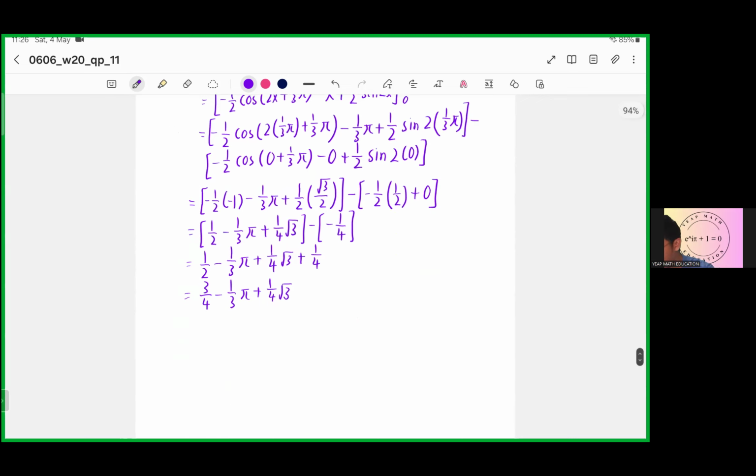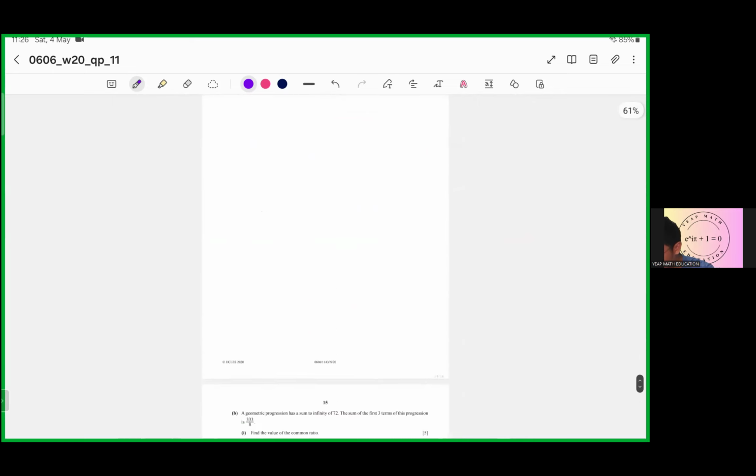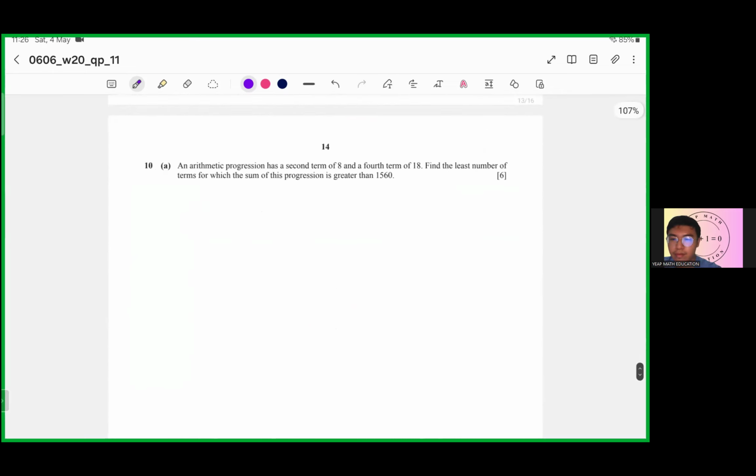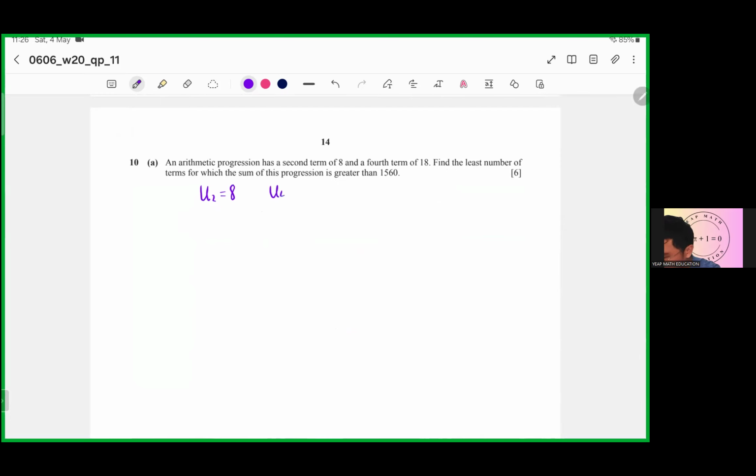Okay, now we look at the last question. Question 10. Question A: an arithmetic progression has a second term of A. It means second term equals A, and the fourth term is 18. Find the least number of terms for which the sum of this progression is greater than 1516. Okay, so it's greater than 1000. You can put it here.